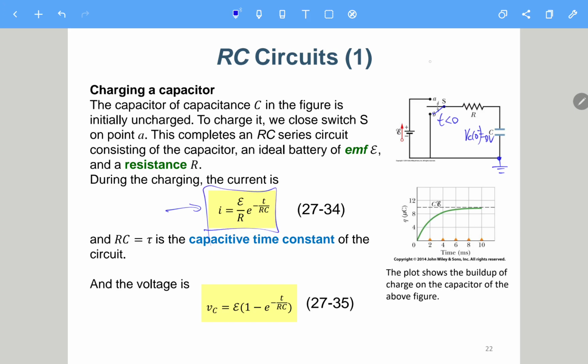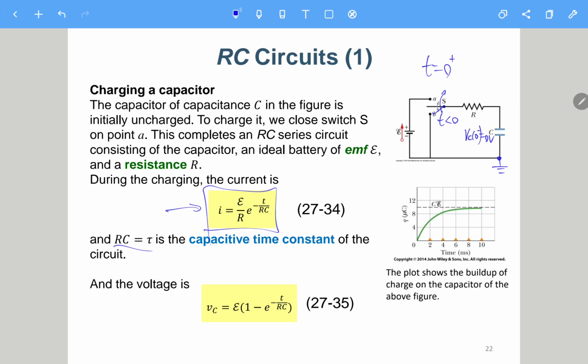After T equals 0, the switch goes up. Which means that when T is larger than 0, the switch goes to the upper position, to node A. When T is 0 plus, it goes to node A. So this EMF will connect to the RC circuit, and the current will be like an exponential function. The voltage is like a constant minus an exponential function. And here we have RC to be the time constant.